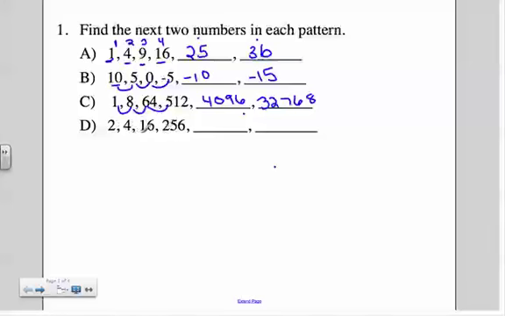Now the last one, it's kind of hard to see, there's no straight multiplication. I'm not multiplying by 2 or 4 each time, and there's no straight adding, so I have to look for another pattern. The hint kind of says to look at recursion, and recursion means to look back at the term or terms that come before it.